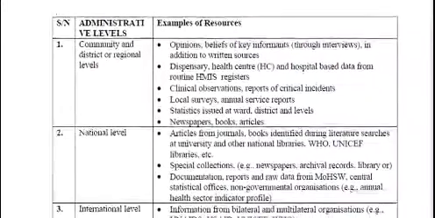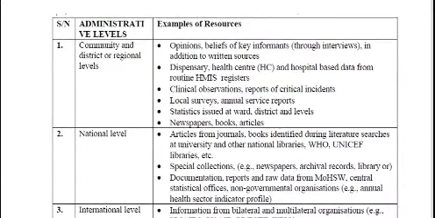In this, we have seen community and district or regional level. Examples of resources: opinions and beliefs of key informants through interviews, in addition to written sources such as dispensary, health center, and hospital-based data from routine HMIS registers, clinical observation, reports of critical incidents, local surveys, annual service reports, statistics issued at ward and district level, newspapers, and books.